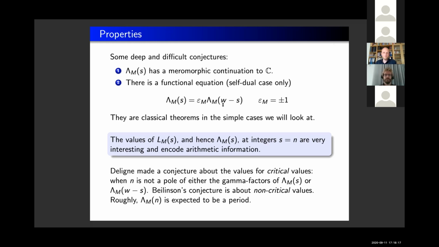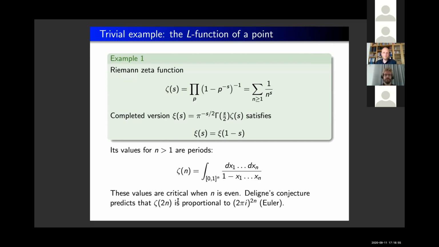It doesn't mean that the integer is inside the critical strip. That's an accident of vocabulary that the word critical is used in both contexts, and we'll see an example where critical here does not imply being in the critical strip. So Deligne made a conjecture about critical values, and Beilinson later made a conjecture about non-critical values, which are all the other values. But in both cases, it's expected that the values at the integers of these L functions are periods. Okay, so let's do some examples.